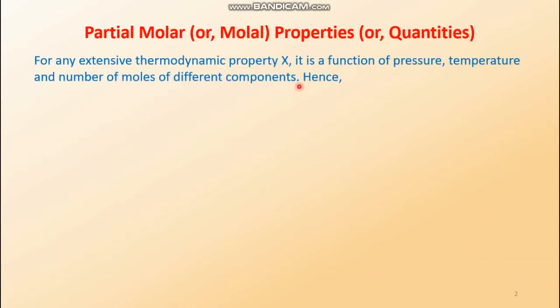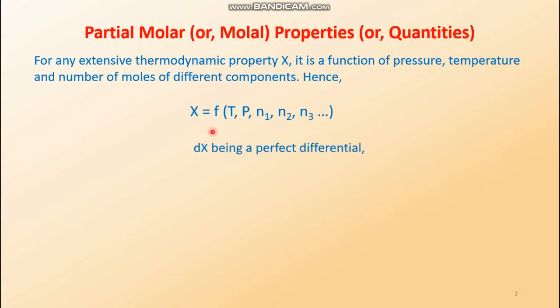Now let's take any extensive thermodynamic property X. That means this is some property X which is definitely dependent upon the amount of the substance. If it would have been some intensive property, then it would only depend upon pressure and temperature and not on the amount of the substance. But since it is an extensive property, then along with its dependence on pressure and temperature, it will also depend upon the number of moles of the different components, and hence mathematically it can be expressed as a function of temperature, pressure, number of moles of the first component, number of moles of the second component, number of moles of the third component, and so on.